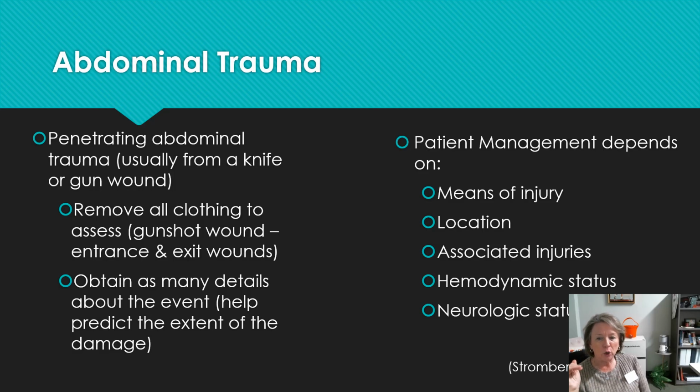So abdominal trauma. Penetrating abdominal trauma, usually like a knife or a gunshot wound, is what we're talking about. If something has gone into the abdomen, you don't want to pull it out. If a knife is in there, we will wrap gauze around and secure it and get them to a clinical site where they can remove it, because when you pull out anything, you can cut across and cause more harm.